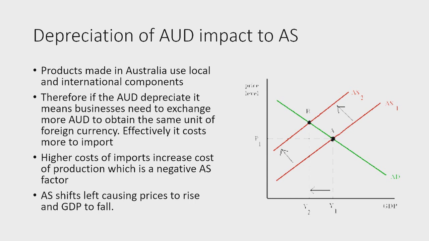Now you're probably wondering, alright, so the depreciation of the AUD has a negative impact on supply and has a positive impact on AD. Now, which force is stronger to cause GDP to go either backwards or forwards? And this is where we go to our contemporary example.